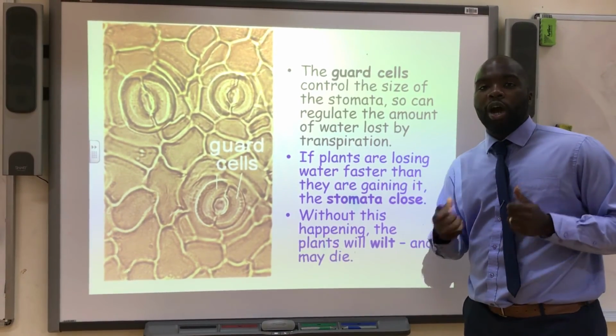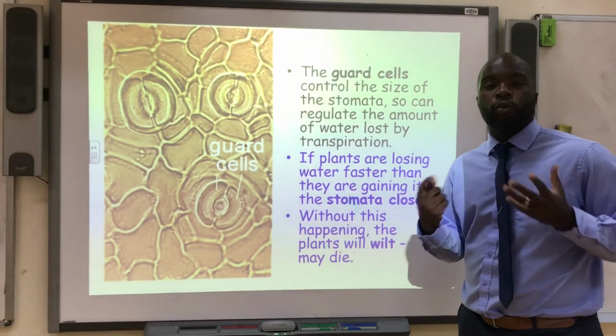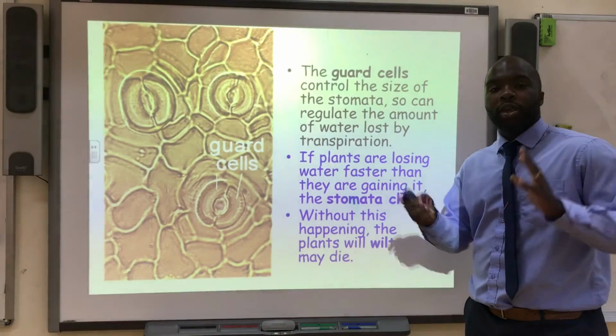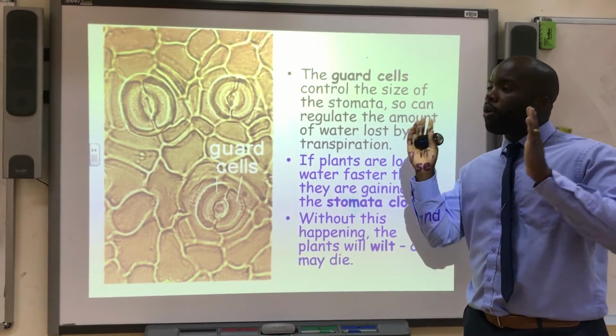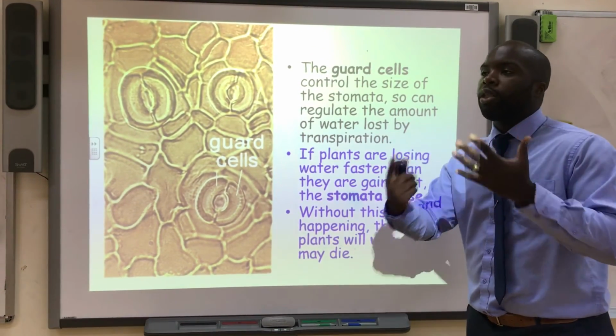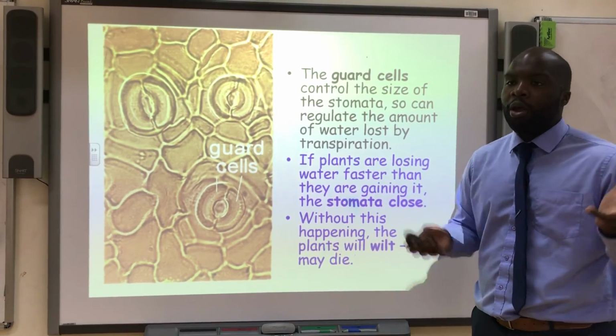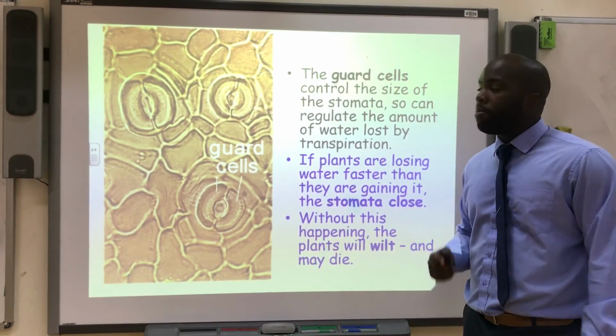However, plants which are suffering from water loss or suffering from a deficiency of water, what they will do is these guard cells will close. They will close the stomata and essentially close the gateway to water loss. And therefore that's one way that plants reduce their water loss, by opening or closing their stomata.